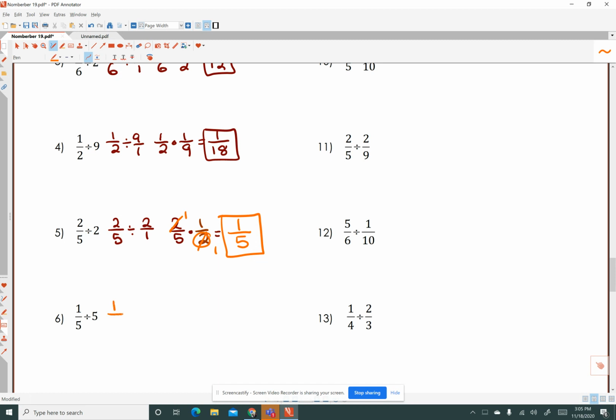Number 6, 1/5 divided by 5 over 1. Now we will keep the first fraction, change the division to multiplication, and we will multiply by the reciprocal of this. So that would be 1/5. 1 times 1 is 1. 5 times 5 is 25.